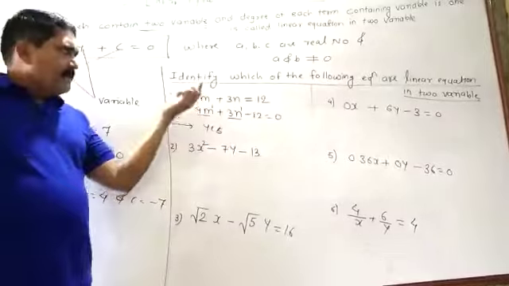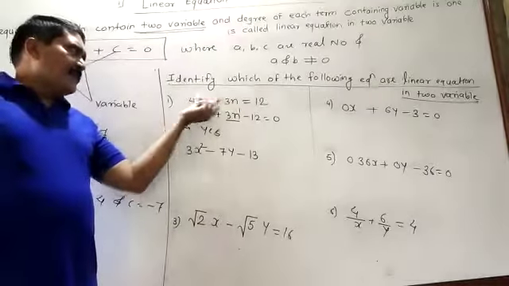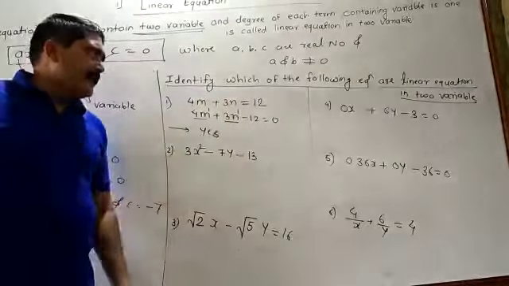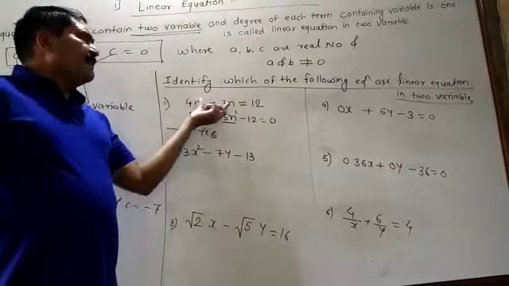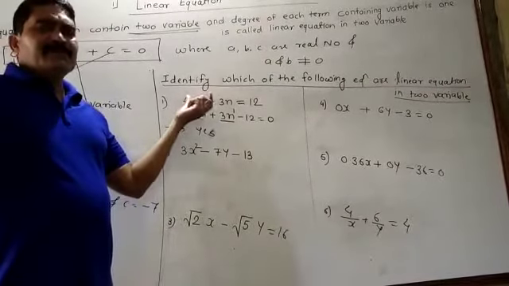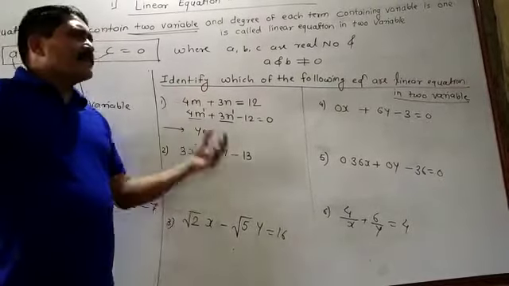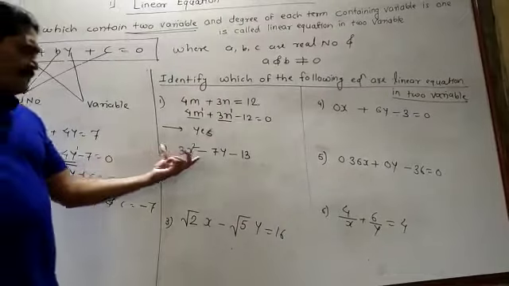So again I will give the hint: you have to search for the variable terms, and see whether the variable terms have degree 1 or not. If they have degree 1, at that time you can say that this is an equation in two variables. Then you have to start with the next equation.